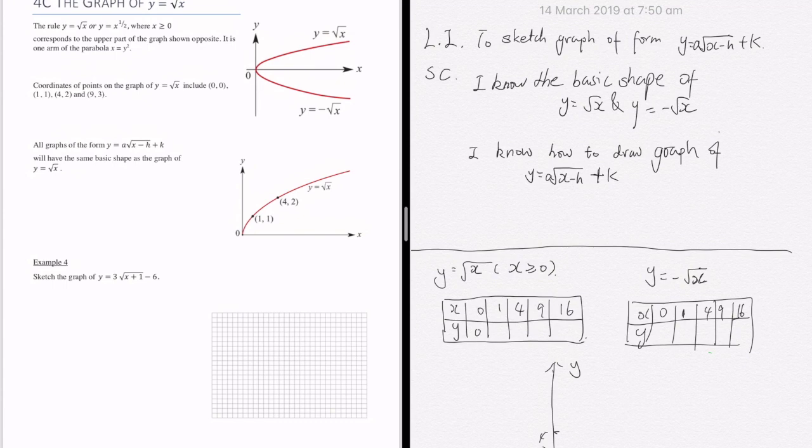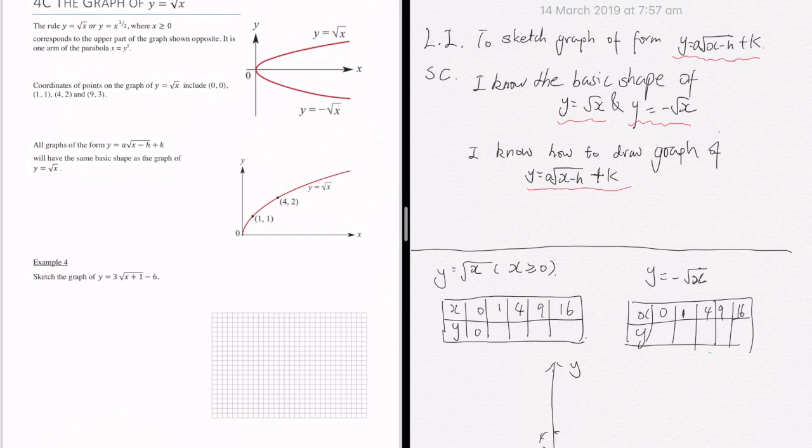This video we will focus on 4C. The learning intention is to sketch the graph of y equal to a times square root of x minus h, plus k. The successful criteria: first, I know the basic shape of y equal to square root x and y equal to negative square root x. And the second successful criteria is I know how to draw the graph of y equal to a times square root of x minus h, plus k.